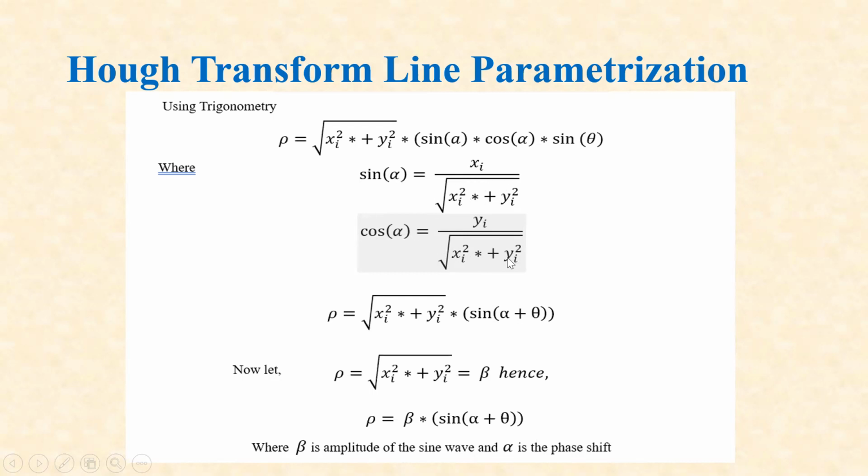Cos theta is also equal to that. Now when we add these two, we shall get this sine of alpha plus theta. Then this origin here, we shall replace it by a constant b. When we replace it by a constant b, that one will be our amplitude of the sine wave, and this alpha here will be our phase.